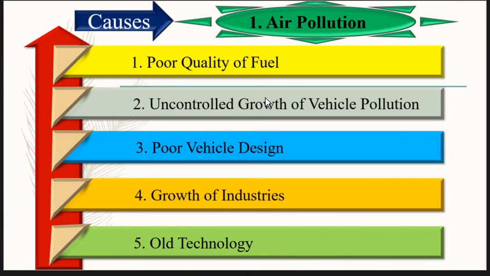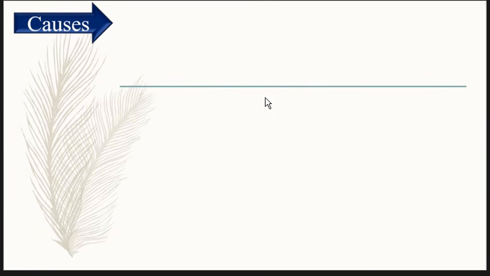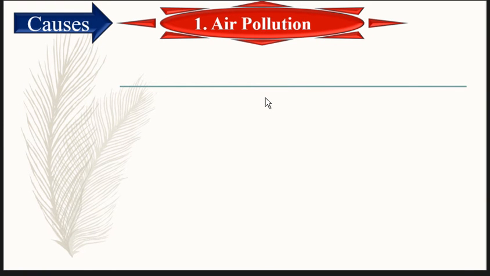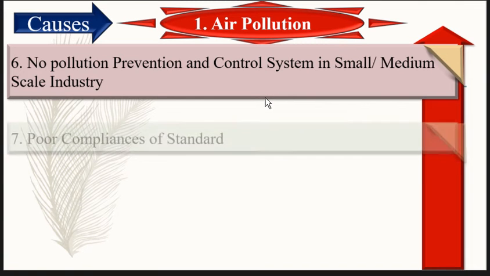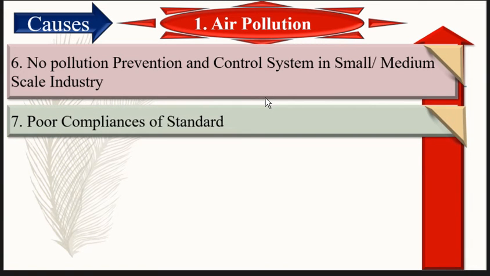of air pollutants. Next cause or next reason of air pollution is no pollution prevention and control system in small or medium scale industries. Due to lack of pollution control and prevention system in small and medium scale industry, there has been a high level of air pollution. Next comes poor compliance of standards. This is also one of the important reasons, especially in small or medium scale industries.